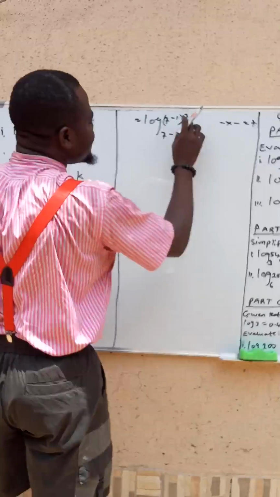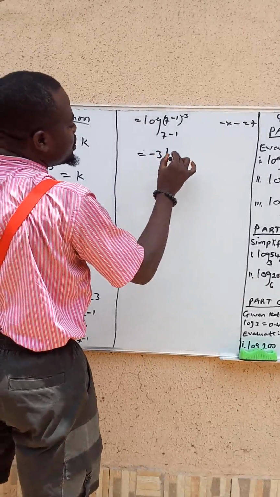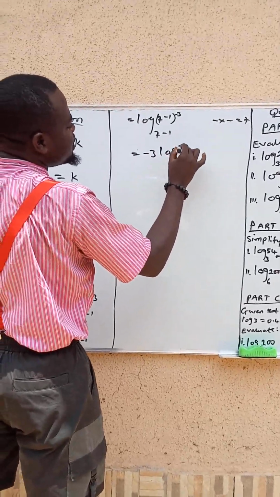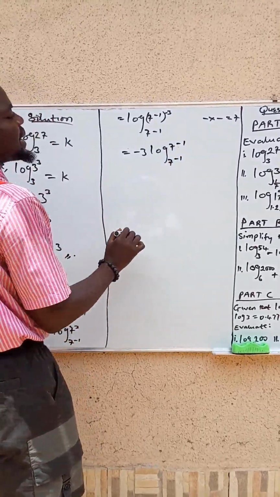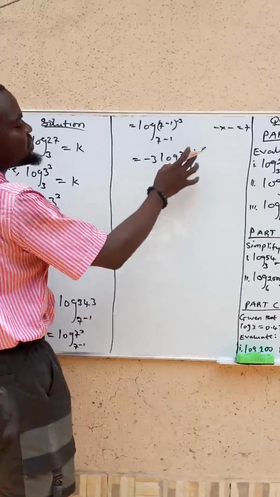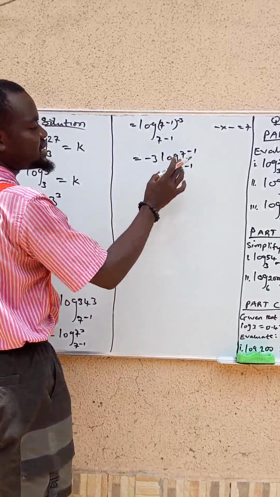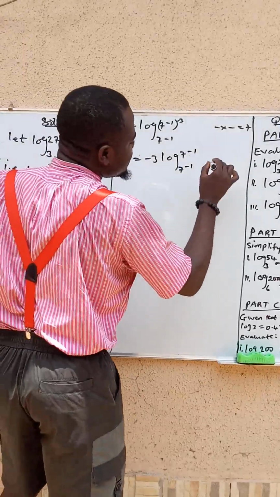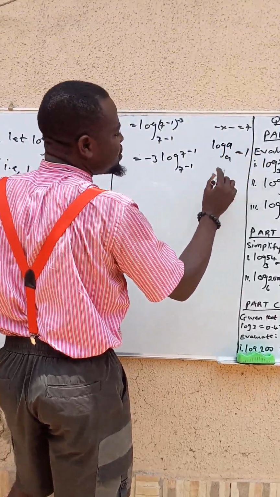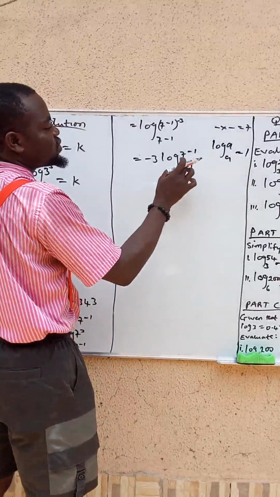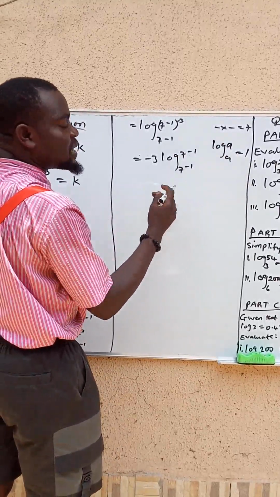So since I've added this, this thing is the same thing as minus 3 log 7 raised to the power of minus 1, to base 7 raised to the power of minus 1. Now you can say that log 7 raised to the power of minus 1 to the base 7 raised to the power of minus 1 is the same. And we all know that log a to base a is equal to 1. Logarithm to its own base is 1. So log 7 raised to the power of minus 1 to base 7 raised to the power of minus 1 is 1.